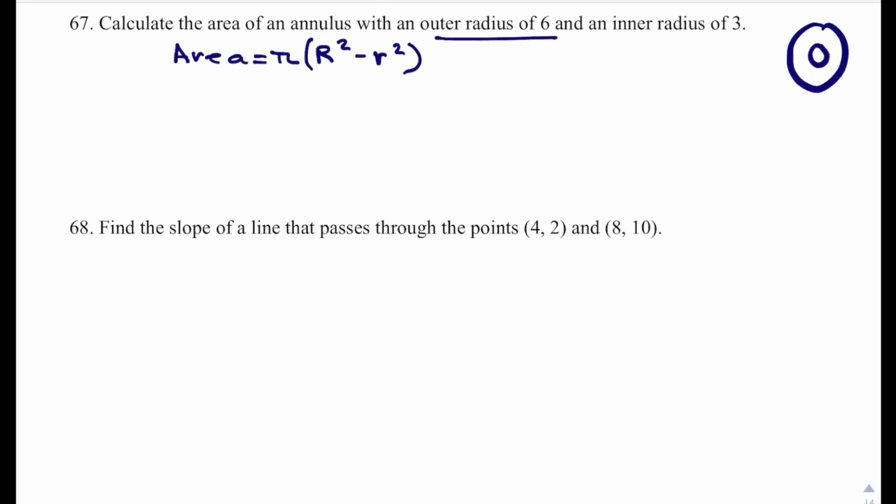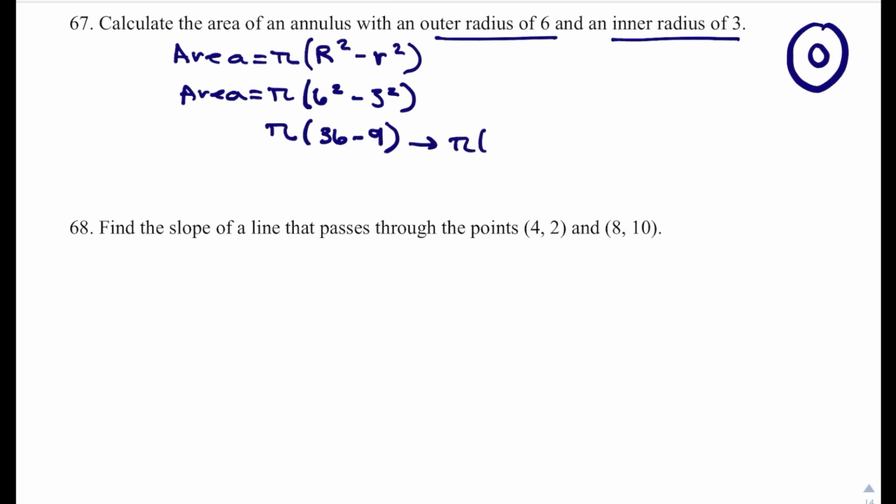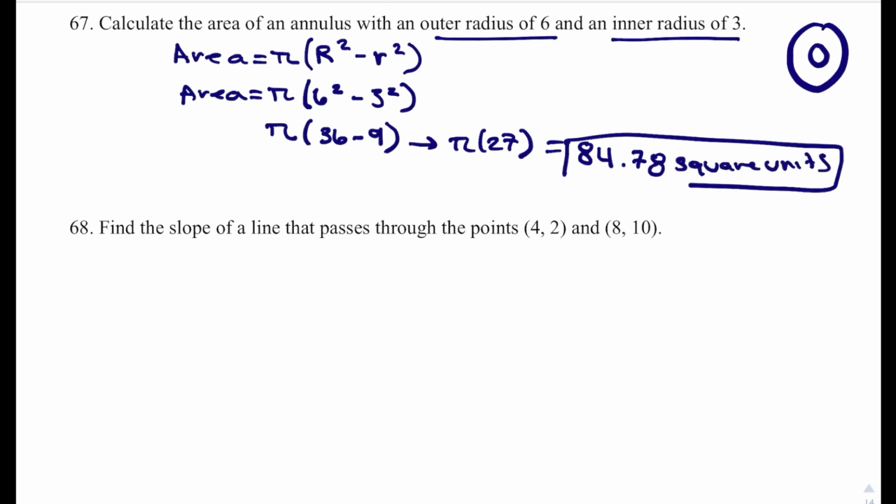So outer radius is 6, inner radius is 3. So we have area equals pi times 6 squared minus 3 squared. And this is going to change to pi times 36 minus 9, which is going to be pi times 27. We're going to plug that into our calculator and we'll get 84.78 square units. And that is our answer.